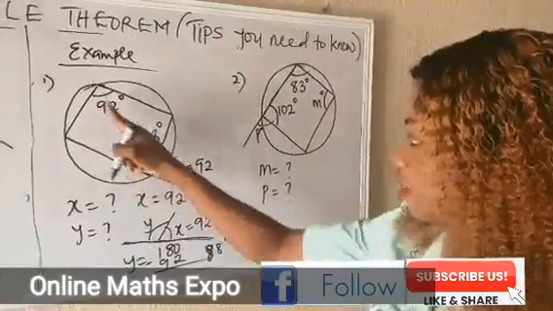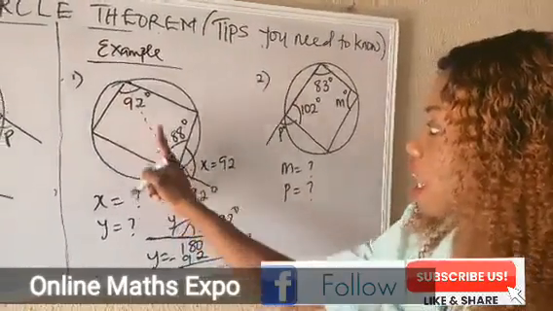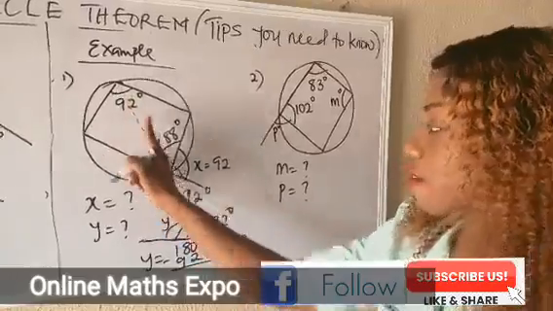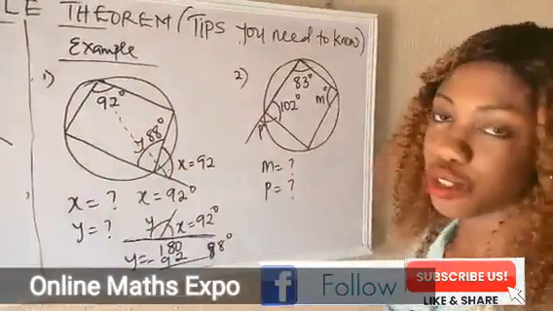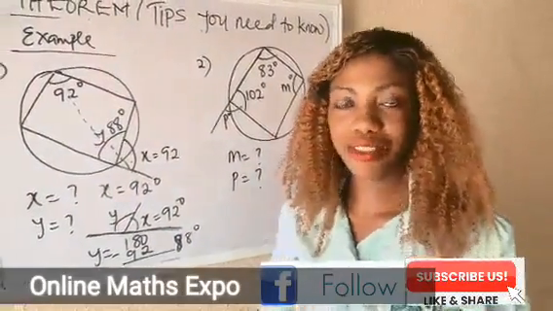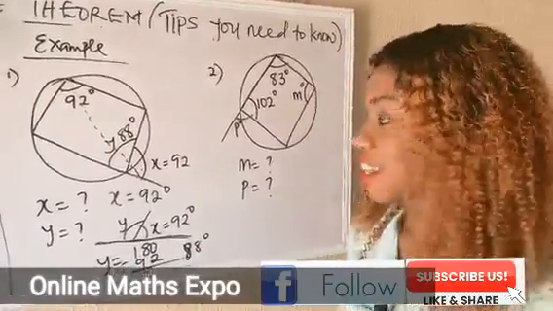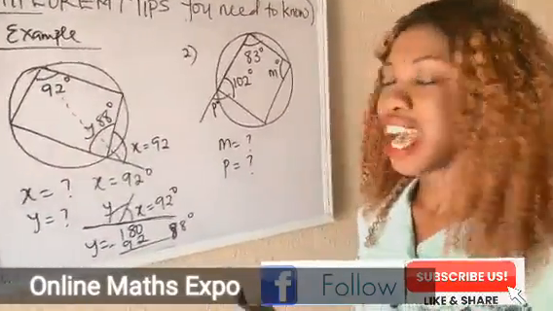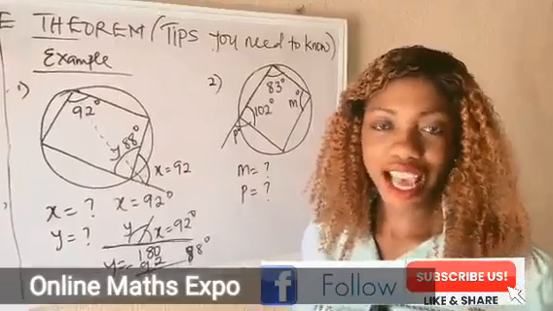And remember, you can also do it this way: the sum of two opposite angles of a cyclic quadrilateral will also sum to give you 180, whichever way you want to do it. Okay, just pause the video a little and also attempt the question I have for you.